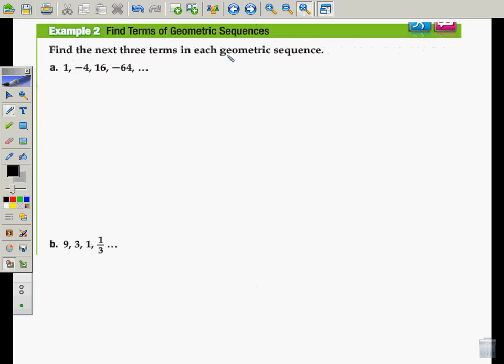So if I want to find the next three terms in each geometric sequence, the first thing I need to do is find that common ratio. They are telling me each sequence is geometric, so I know there will be a common ratio. To find my common ratio, I just do my second term divided by my first term. Negative 4 divided by 1 gives me negative 4.